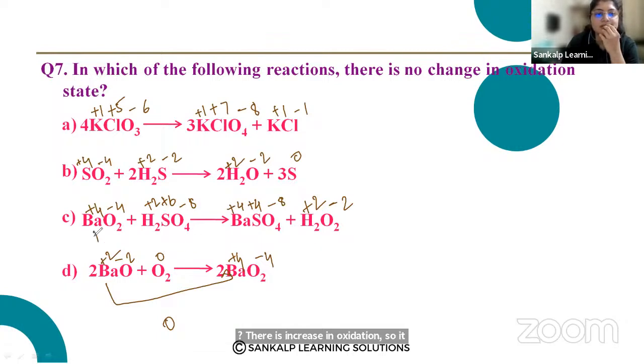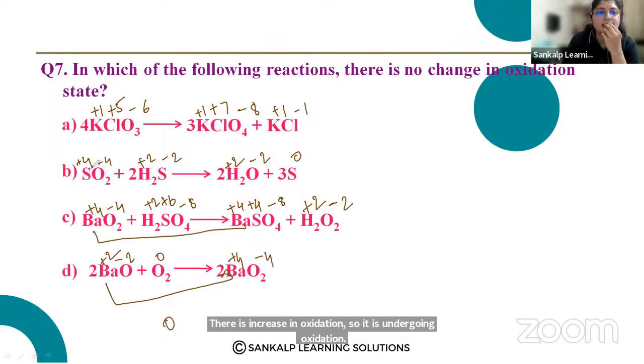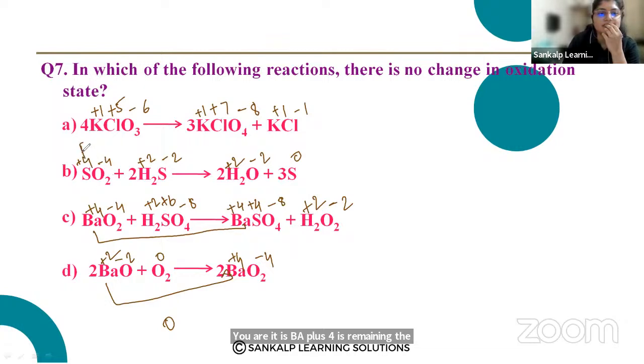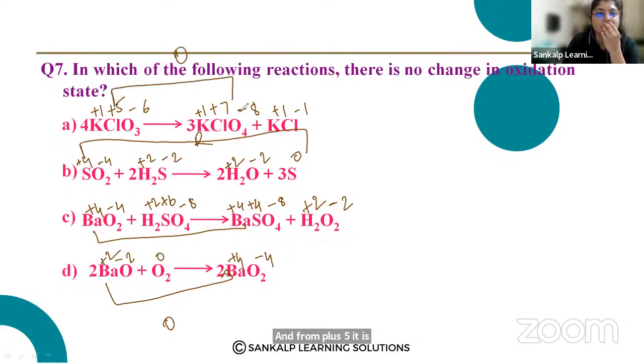Here Ba plus 4 is remaining the same. Here, from plus 4, it is going to 0, so it is showing reduction. Then here, from plus 5, there is an increase in oxidation number, so it is oxidation. So A, B and D are examples of redox reactions.